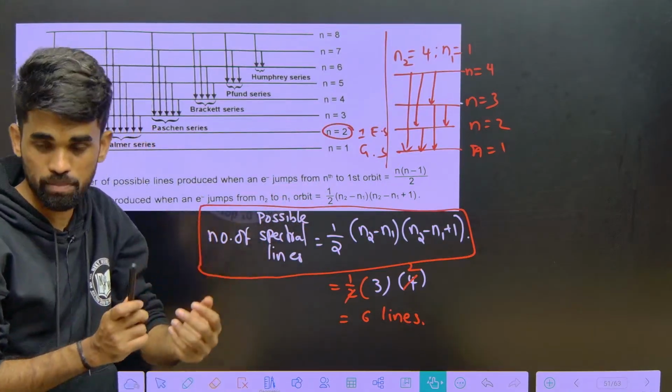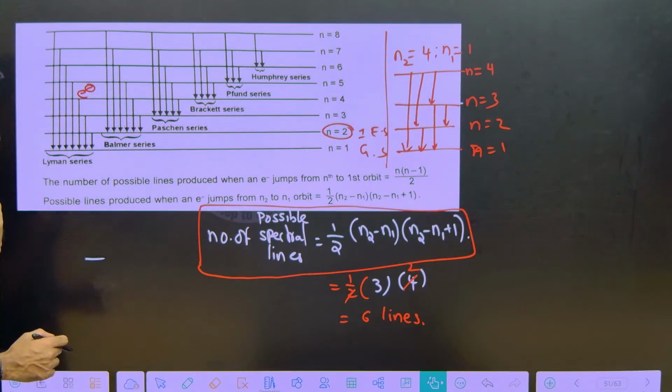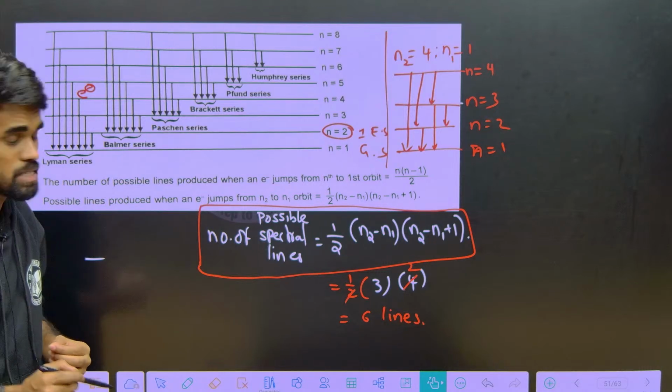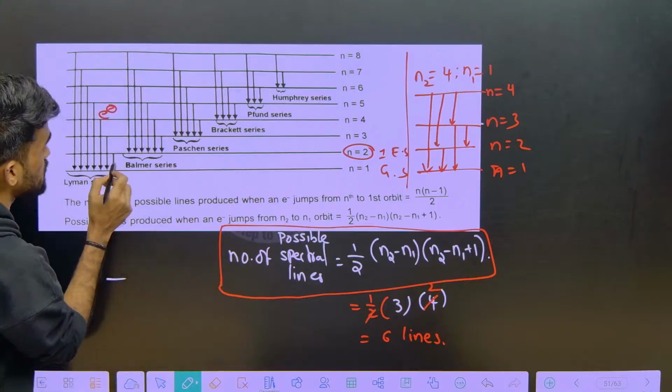Or one more possible simple question I can say: what are the H alpha numbers? It means the first line. In every series, this first line is there.